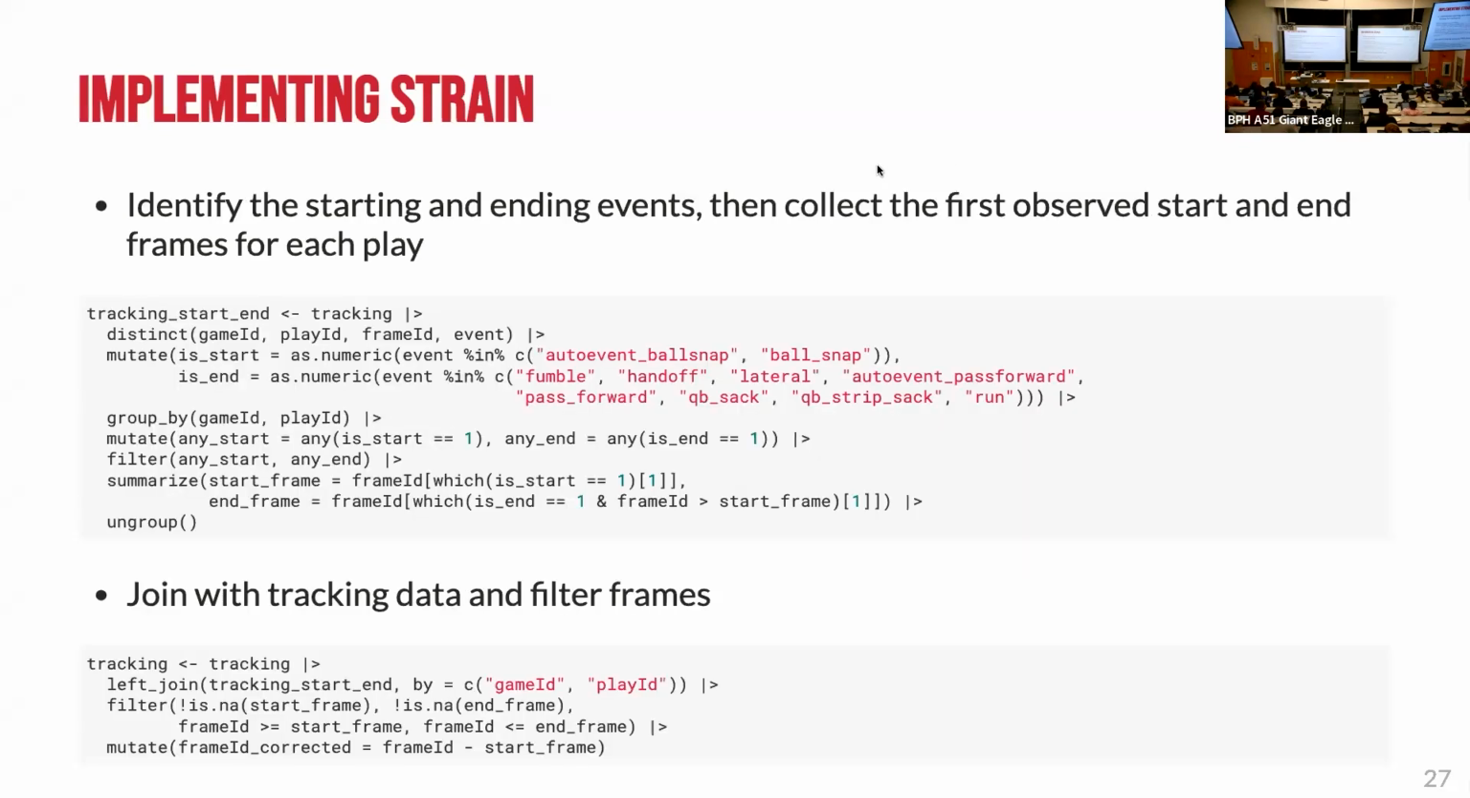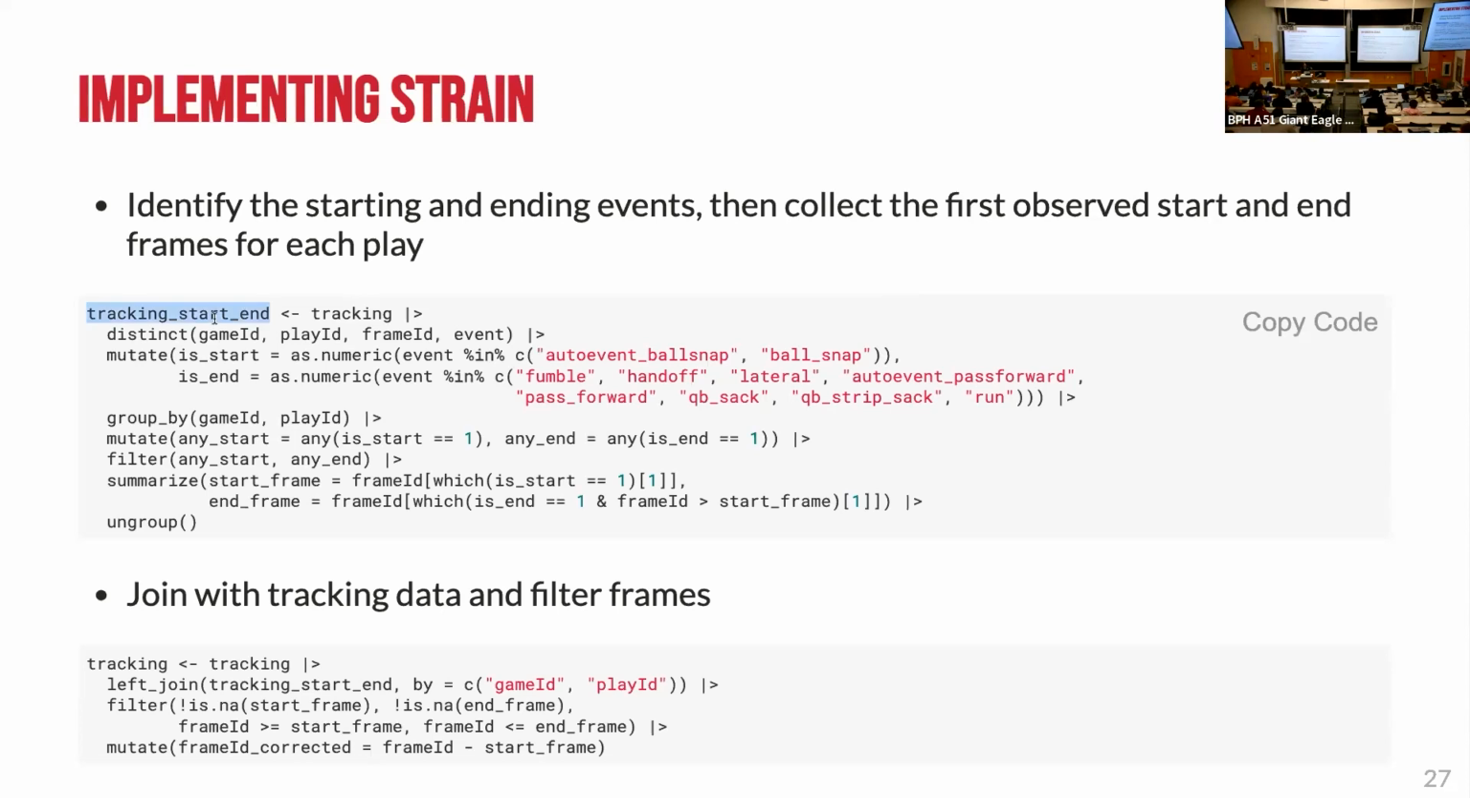Okay, so here's some code for doing that. I would start with identifying the start and ending events of each play. As starting events, you can have ball snap or auto event ball snap. And for the ending event, as I mentioned earlier, we have pass forward, QB sack, fumble, etc. Here are all the possible ending events that you might see. Once we have that information, for each play within each game, we can collect the first observed start and end frames for each play.